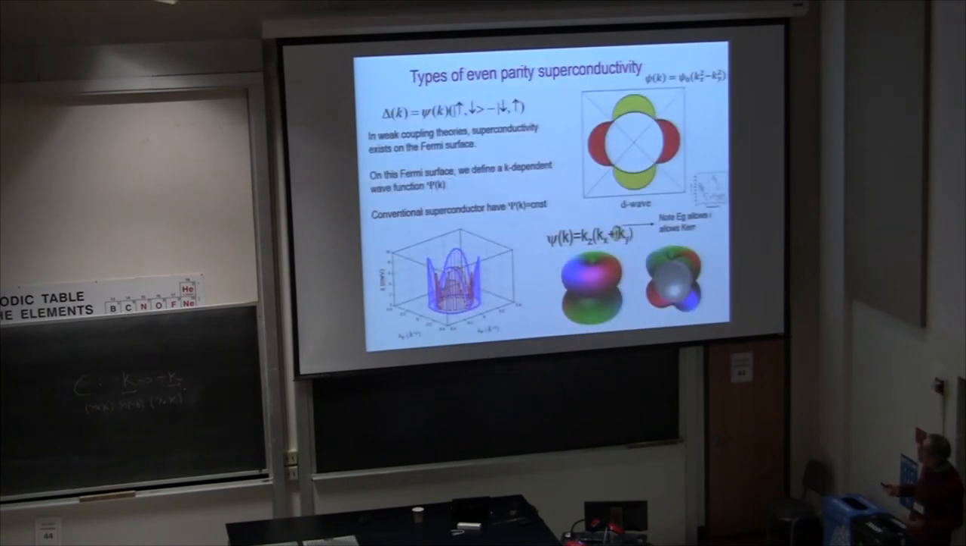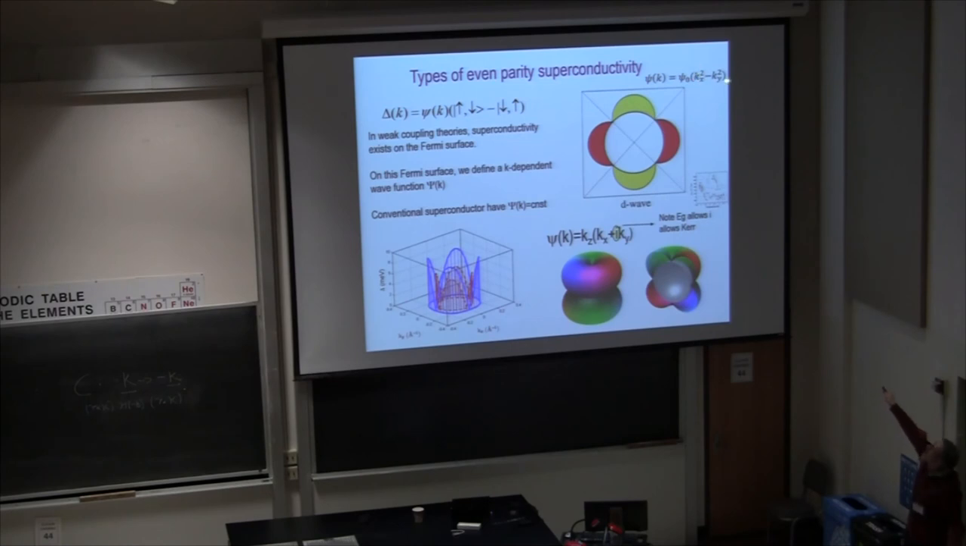Maybe one last slide so you see how this relates. We go from this formal group theory understanding of what superconductivity is to the pictures we like to use to give us mental constructs. For even parity superconductors, we imagine a gap function described by some scalar psi of k times the spin singlet part. And then, as I mentioned before, we typically give some characteristic momentum dependence for this scalar part around the Fermi surface. So we typically imagine that we have a gap only defined on the Fermi surface.